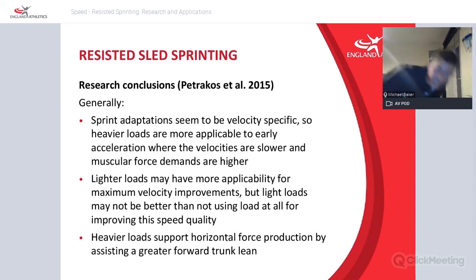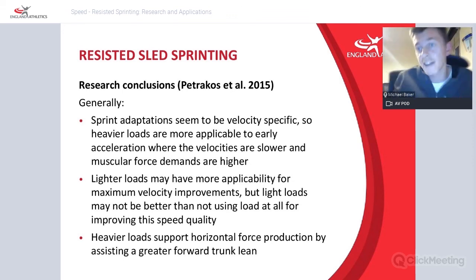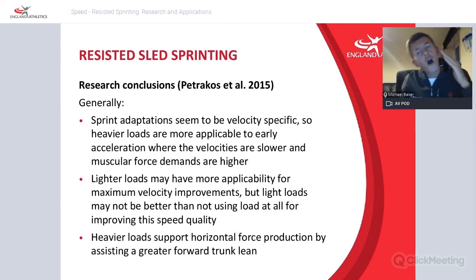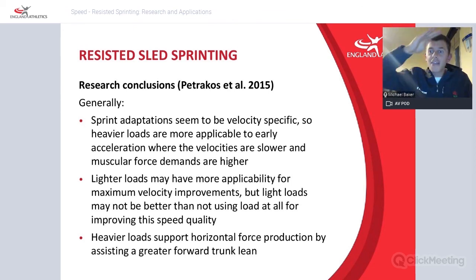As we said back in the beginning of this presentation, one of the real performance characteristics of acceleration is the ability to produce horizontal force. So that's where resisted sled sprinting can help, because resisted sled sprinting, if you put a heavy load on the sled, can support a more horizontal position and therefore can enable you to produce more horizontal force.